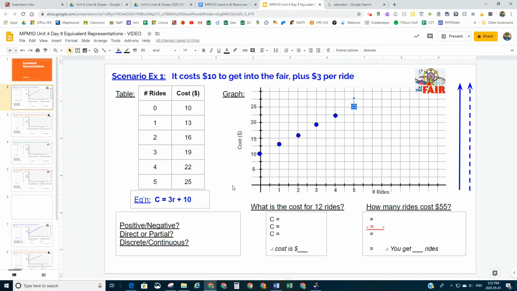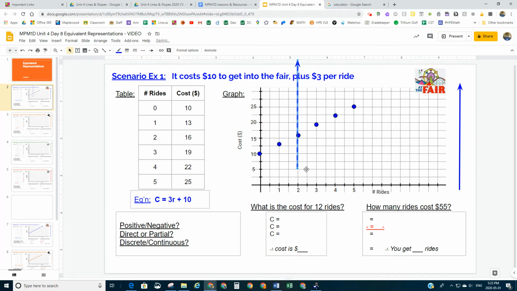Okay. Now, in order to do the graph again, you're going to need to decide which arrow you're going to use, either a solid arrow or a dashed arrow. And in this case, it will decide whether it's continuous or discrete. And the number of rides is a discrete situation. Remember, you can't go on half a ride. And so we're going to have to choose the dotted arrow.